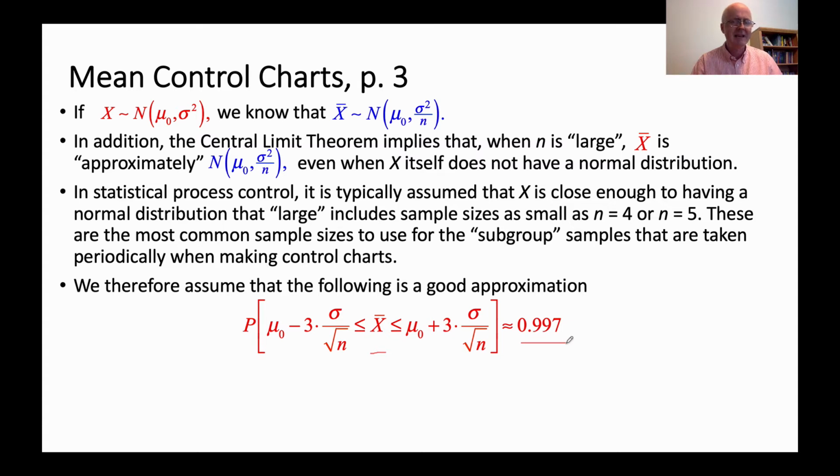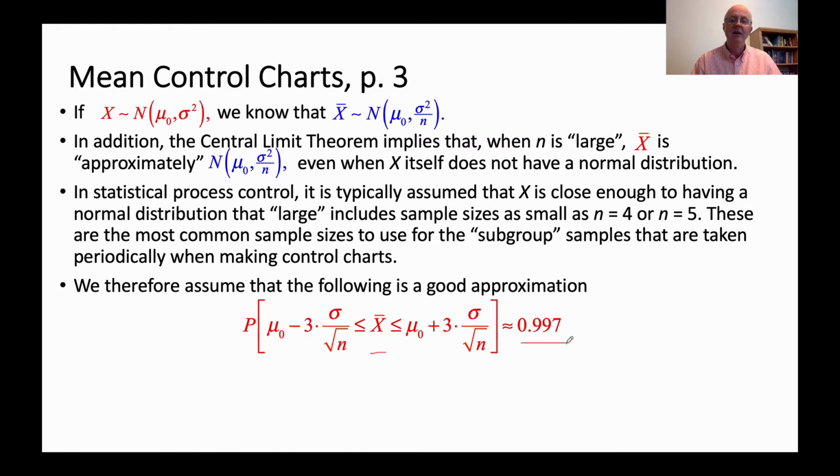Have you heard of the 68, 95, 99.7 rule before? It says that with a normally distributed variable, about 68% of the probability, or 68% of the data, if you gather data for that variable, is within 1 standard deviation of the mean, 95% is within 2 standard deviations of the mean, and about 99.7% is within 3 standard deviations of the mean. That's what this is saying as a probability statement.